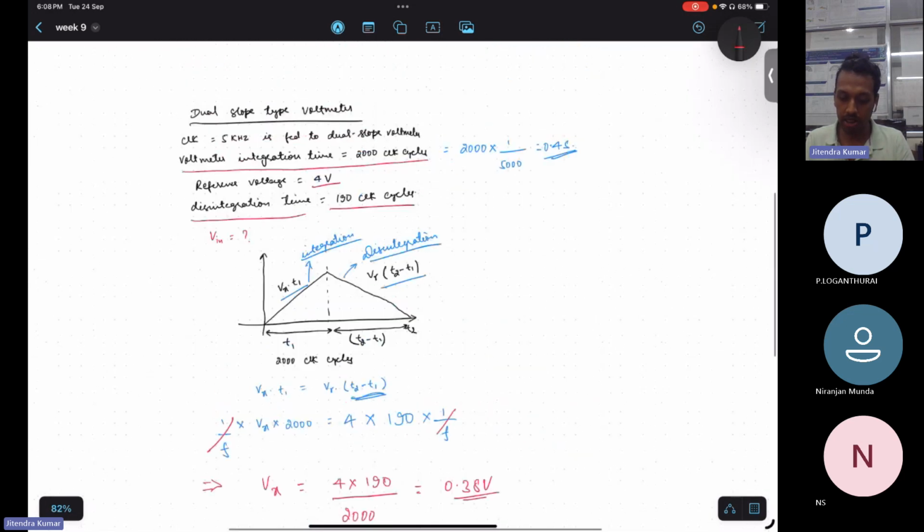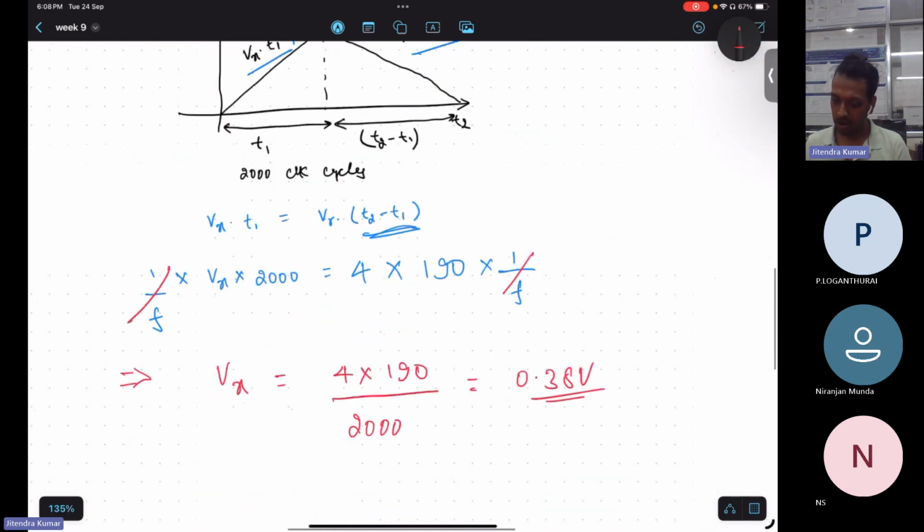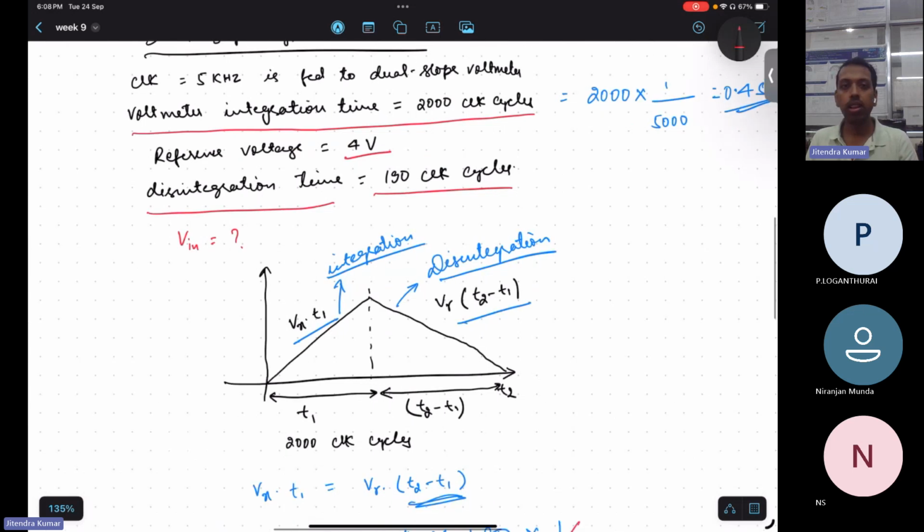So did you get the idea behind this dual slope type voltmeter? Also, you could see that this type of voltmeter or this type of ADC will be slower, because we have to connect a reference voltage to disintegrate the quantity that was integrated initially. That is why this ADC circuit is considered the slowest one. Any doubt in this? No, sir. Okay, great.